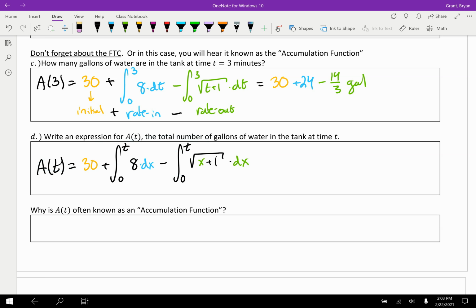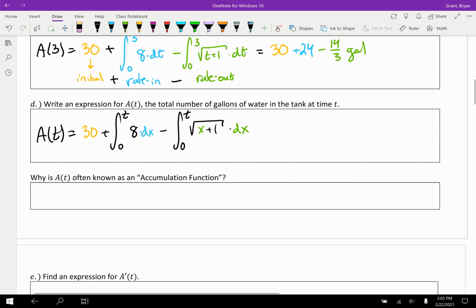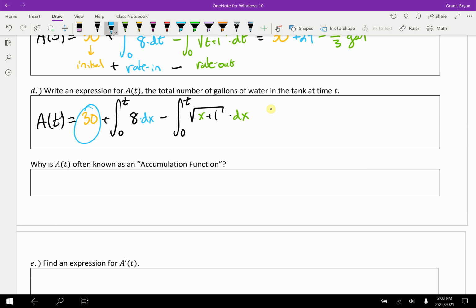All right. Why is A of t known as an accumulation function? Well, you start with 30, and then you accumulate more based on this rate, and then you lose some amount based on that, right? This is our accumulation function, or sometimes I think of it as the amount function, right? Nothing too bad. Okay, let's go ahead and skip on to the next page.